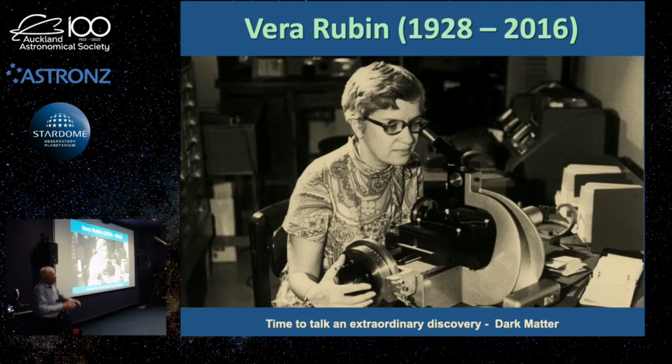So we've talked about the disk. We've talked about the spiral arms. We've talked about the bulge. We've talked about the bar. So this lady here, Vera Rubin, an American astronomer, she made this extraordinary discovery, which is still to this day one of the key evidence for these things called dark matter.